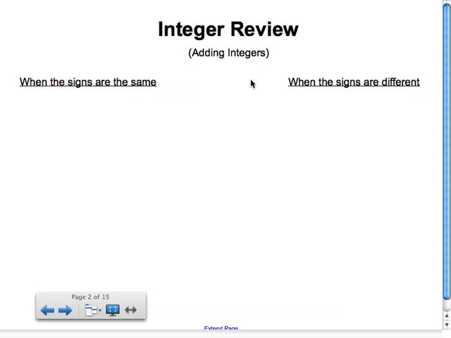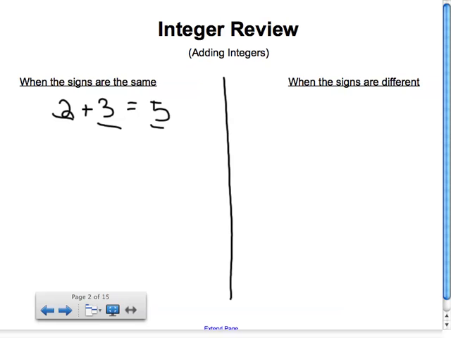So when the sign's the same, for instance, 2 plus 3 is equal to 5. We knew that since first grade. The sign's the same, so both 2 and 3 are positive, so therefore your answer is positive. Same goes with negative integers. Negative 2 plus negative 3 is the same as negative 5.